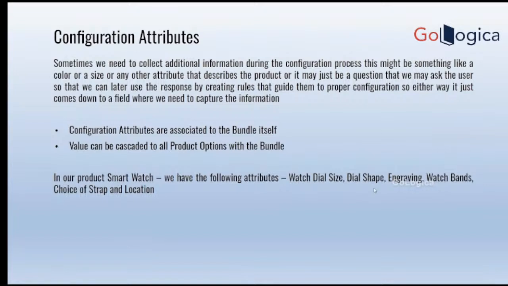Dial shape, for example. The attributes are like the outside ones, and the bundles are like the inside parts. For the smartwatch, the bundles are related to the product. The attributes, like the charger, will also be related to the appearance of that product.